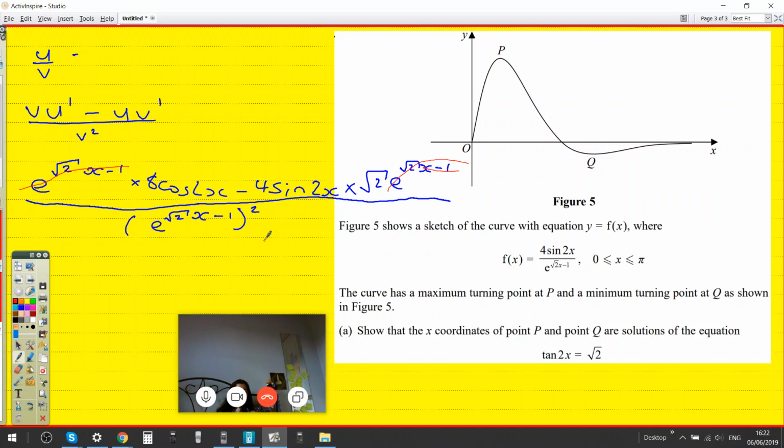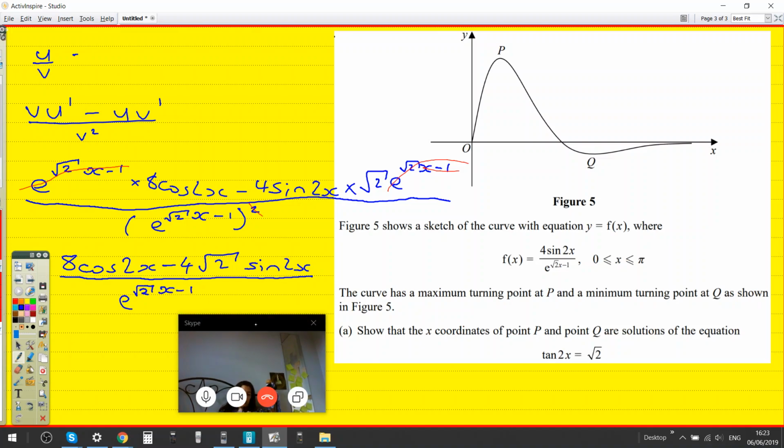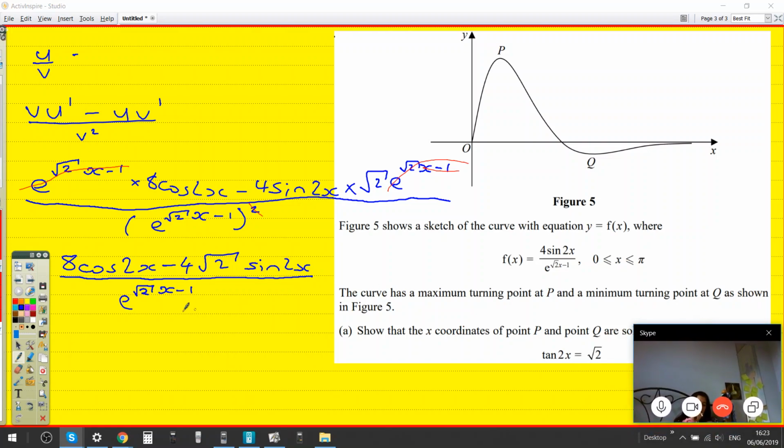Over that, but just without squared. So the root 2 times the 4. Or shall we leave it? I don't know. I'm just going to go. So 8 cos 2x minus 4 root 2 sine 2x over e root 2x minus 1. Don't know what to do.